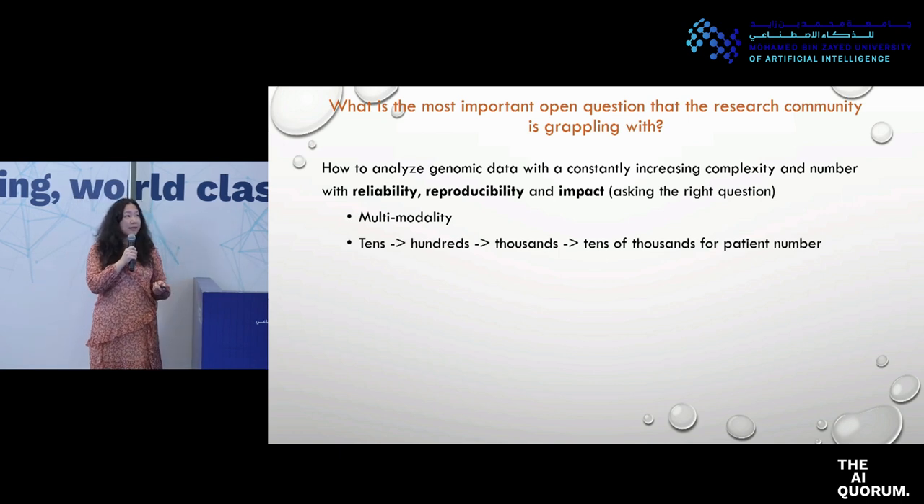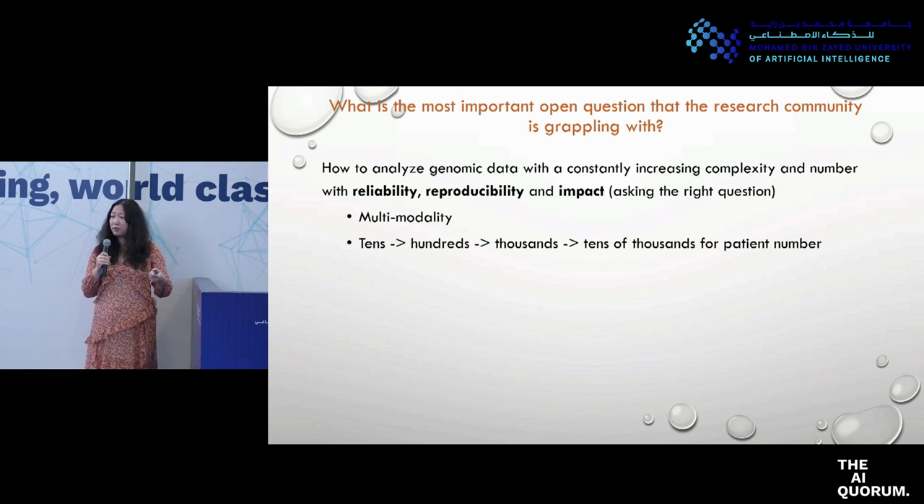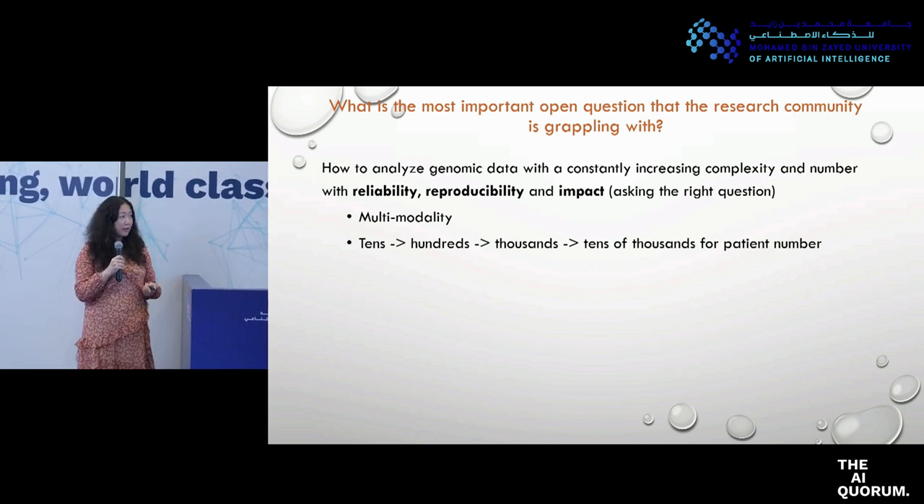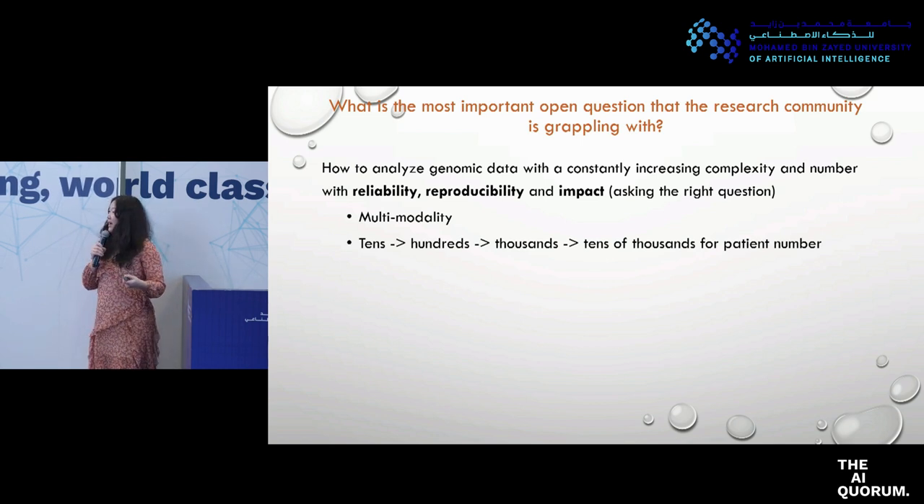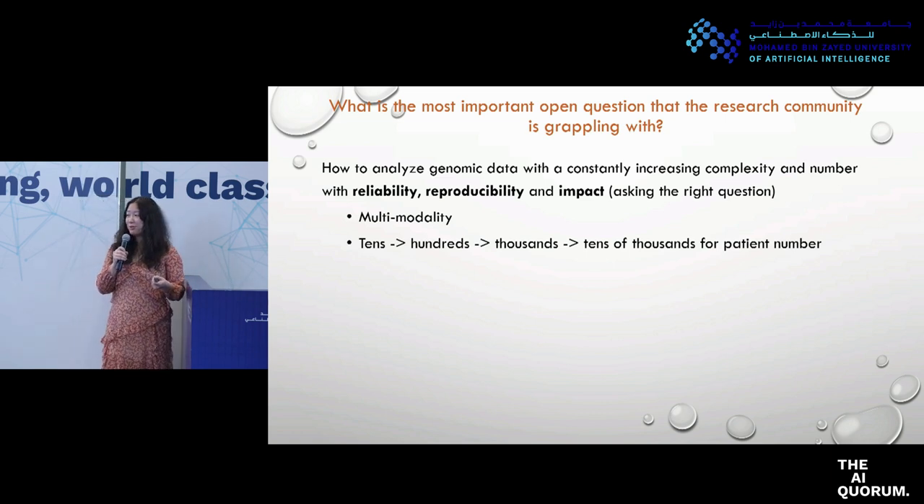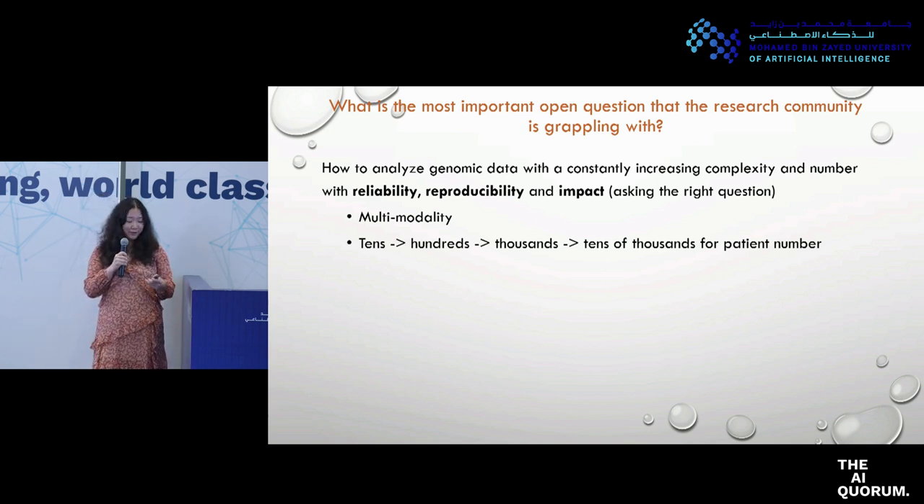Finally, the most important open question is, I believe, for the cancer world, as people are realizing it, and hence the computational biologist sitting at the main poker table, is how do we analyze genomic data with a constantly increasing complexity and number with reliability, reproducibility, and impact? So everybody has talked about impact and asking the right question. And reliability and reproducibility is really what we statisticians are trained to do. So this is our prime time.